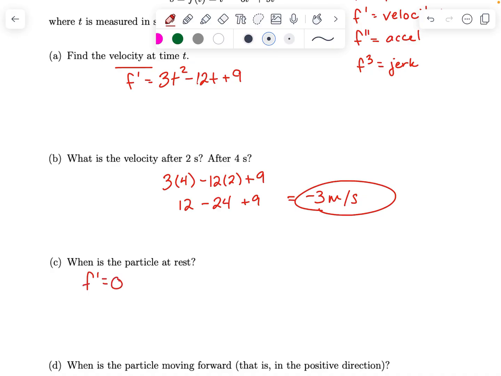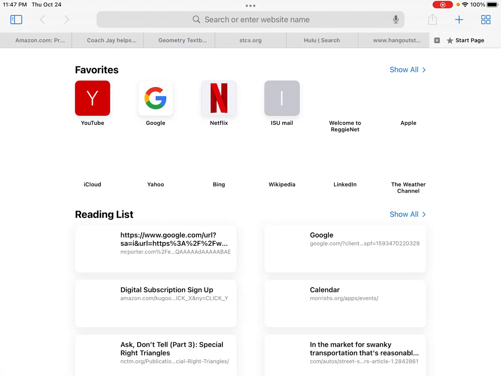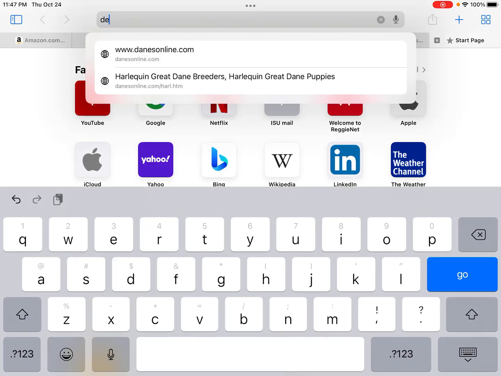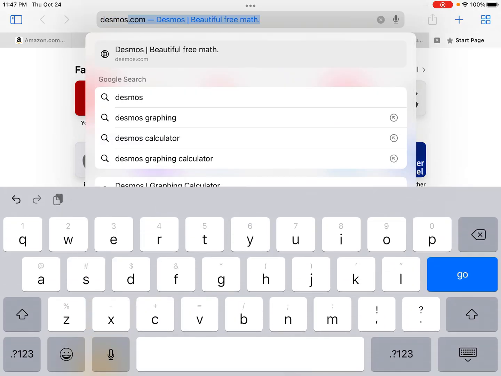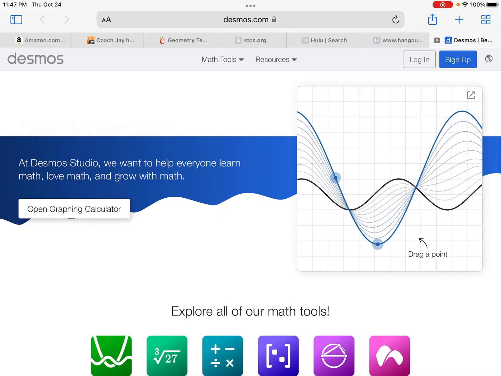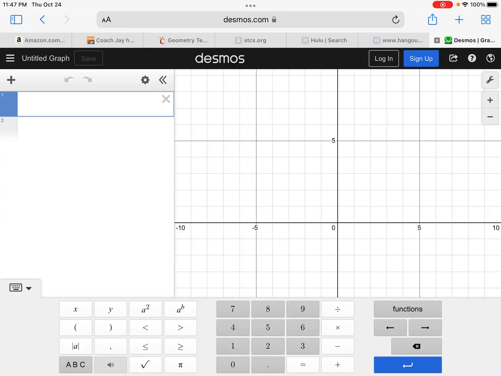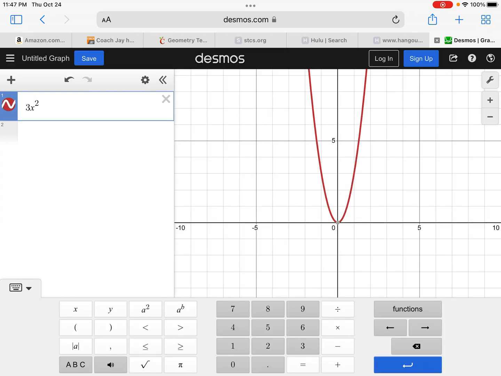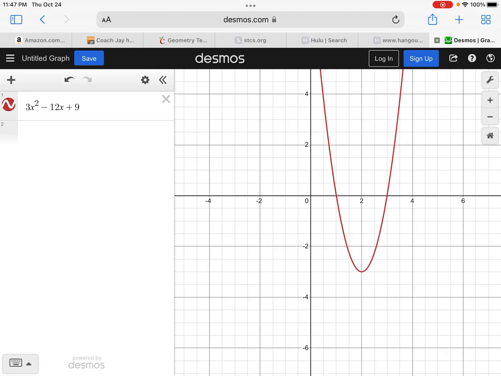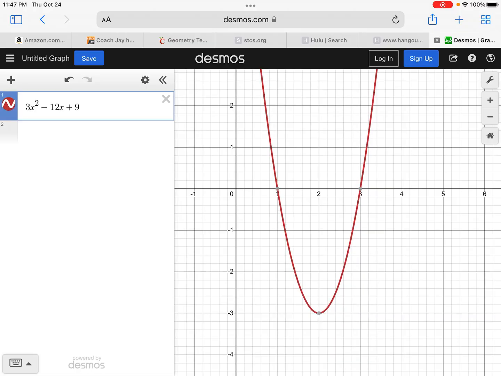Now we could graph this. That might be helpful. What do we got? 3t squared minus 12t plus 9. And so if we go to graph this, 3x squared minus 12x plus 9, we can find when our particle is at rest. It is at rest at 1 second and at 3 seconds.